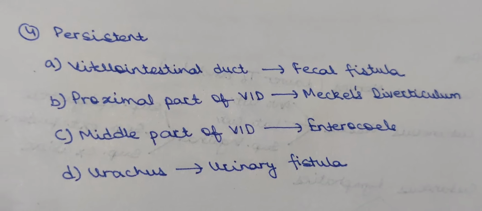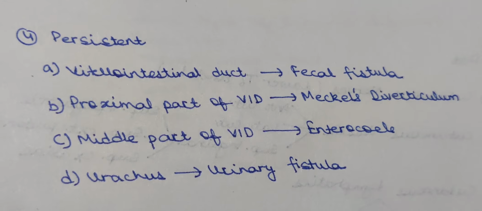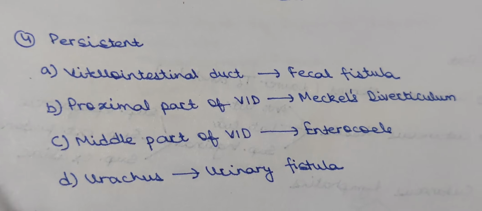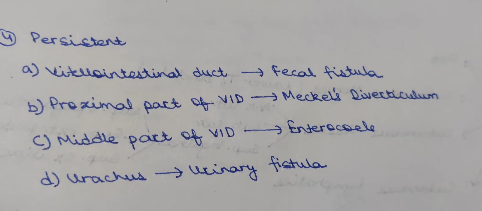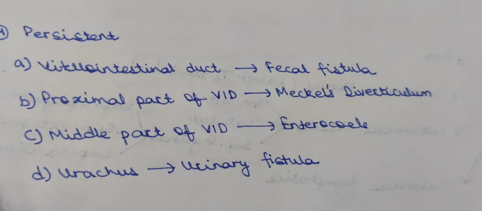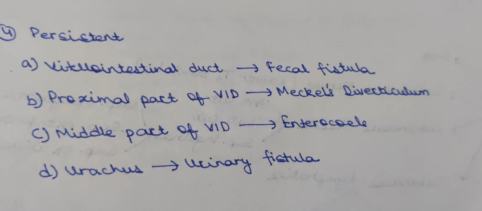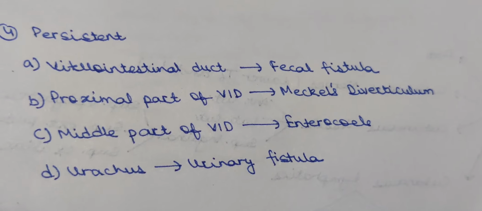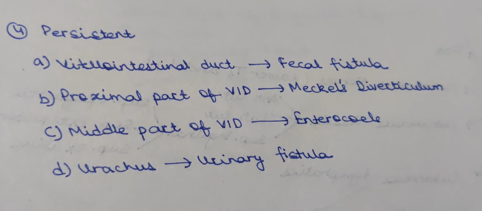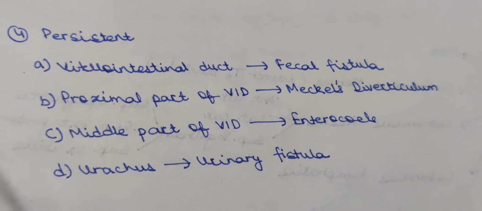Vitellointestinal duct connects, in the embryonic life, the umbilical or yolk sac to the midgut. So, if it is persistent, it will lead to fecal fistula. If only the proximal part is persistent, it is known as Meckel's diverticulum, and if only the middle part is persistent, it is known as the enterocele. If the urachus is persistent, urachus connects urinary bladder to the yolk sac, it is known as urinary fistula.